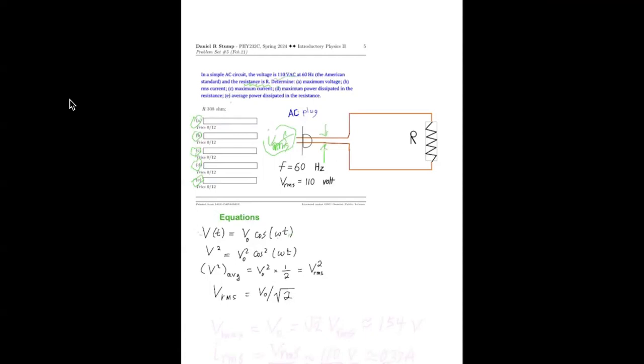If I took the square root here, that would be the root mean squared. Or I could say that this quantity is the root mean squared squared. It's V0 squared over 2. So now take the square root of both sides of the equation. VRMS is V0 over the square root of 2.